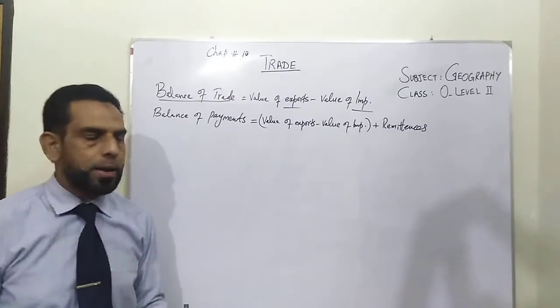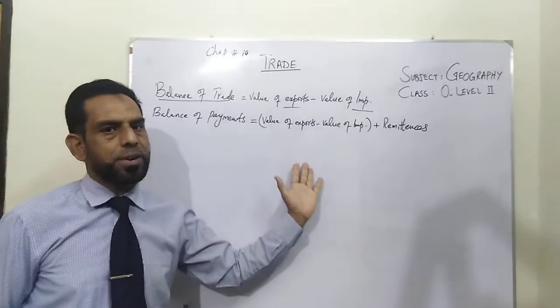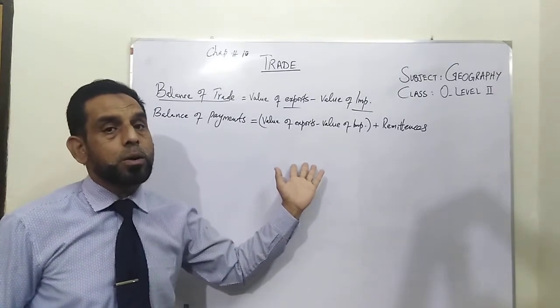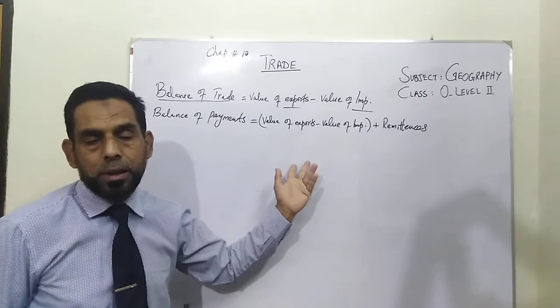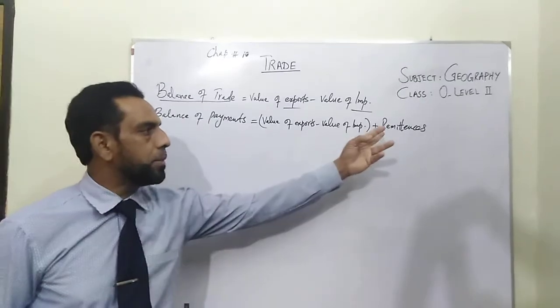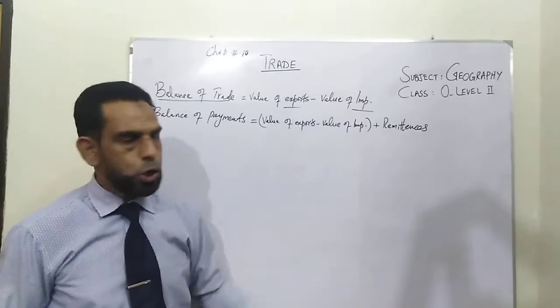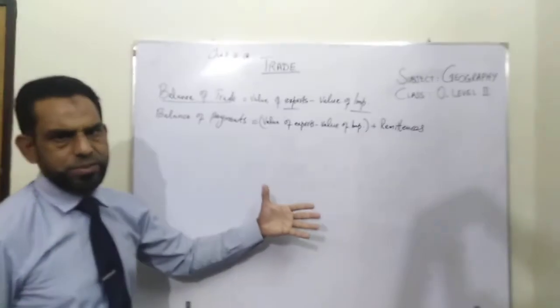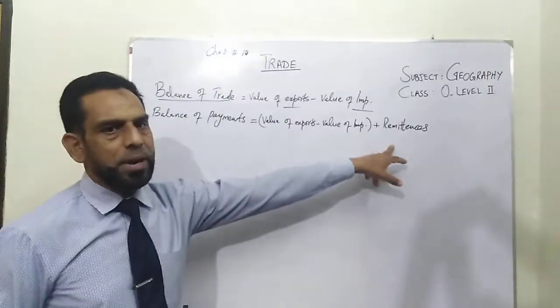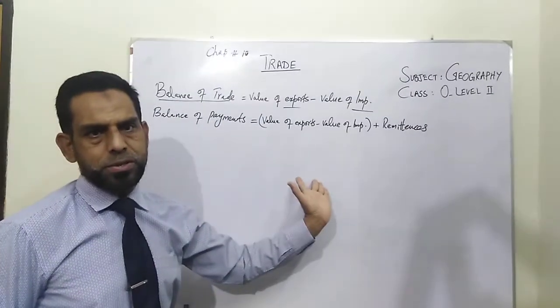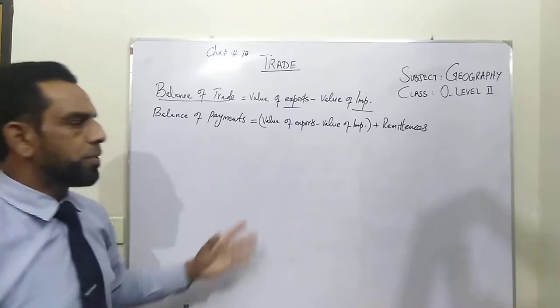So this is why, if we depend only on physical trade, we will be far more in negative balance of payment if we are not adding up these remittances. So this is the main difference. The same formula is there, balance of trade, but when we add remittances, it makes the balance of payments.